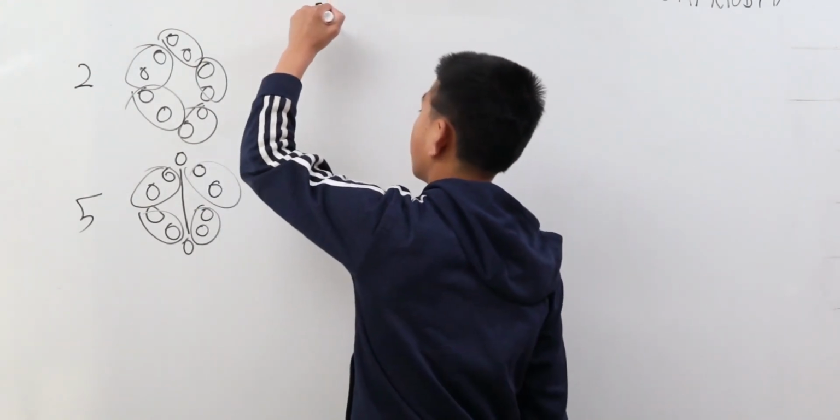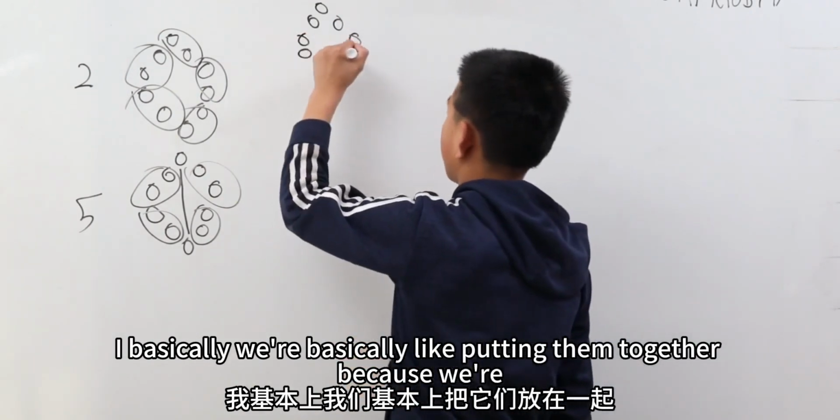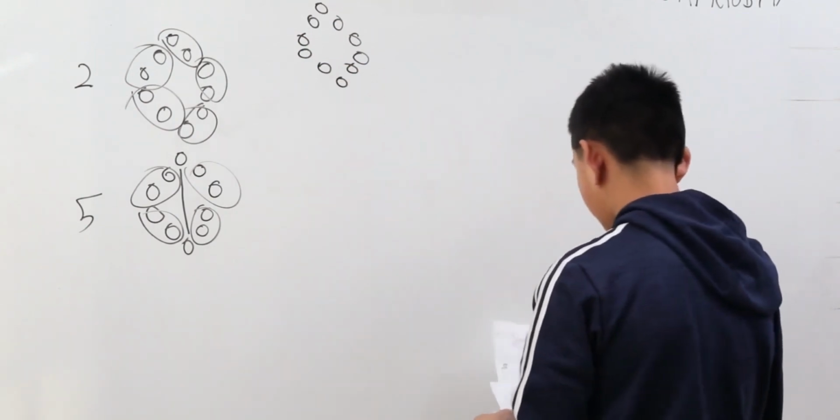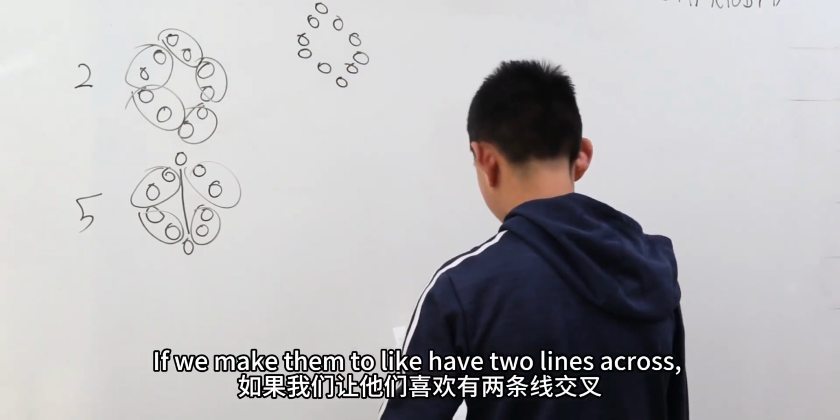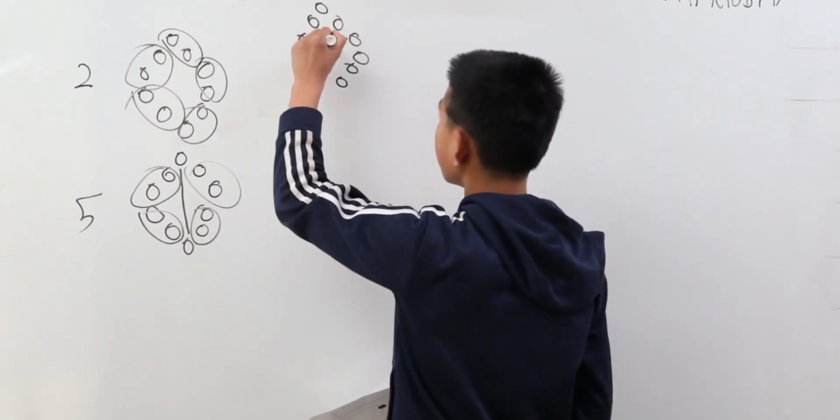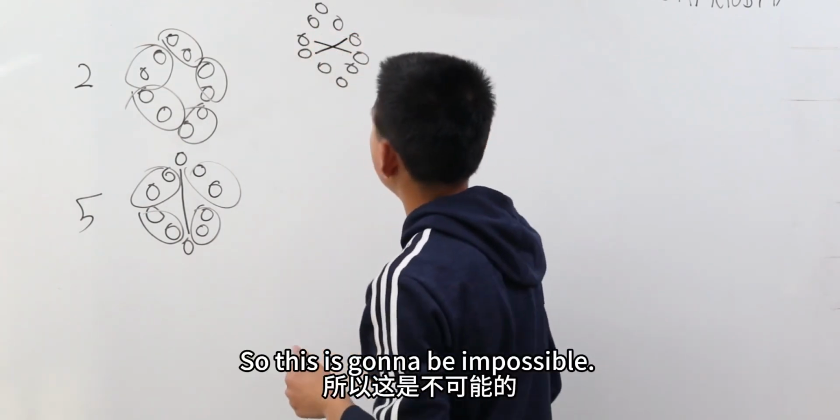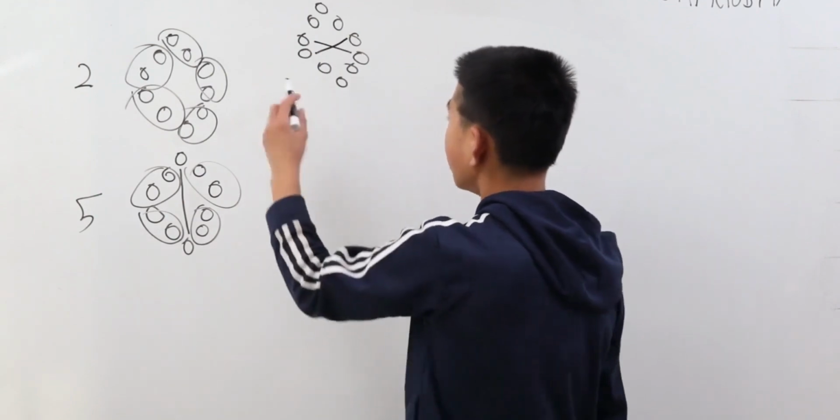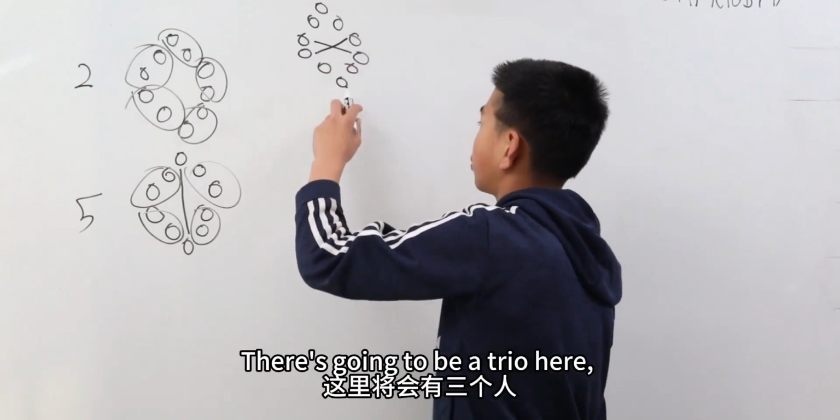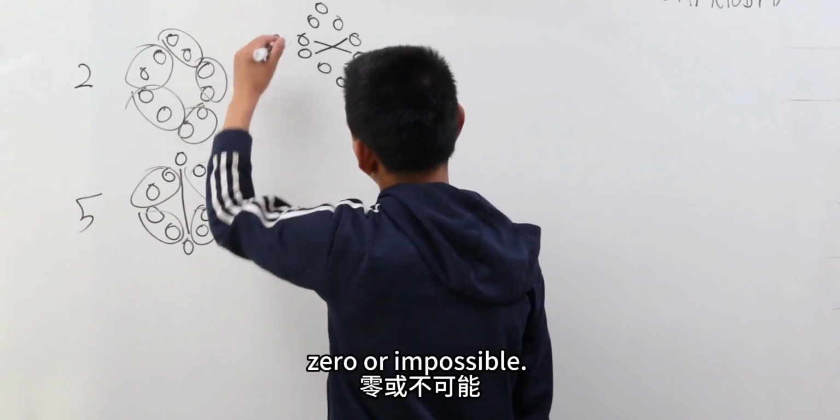By lines, I basically mean we're putting them together because we're putting them across the table. If we make them have 2 lines across, let's do it like this. Group it like so. This is going to be impossible. This is already impossible. There's an odd number of people. There's going to be a trio on each side. So 0, or impossible.